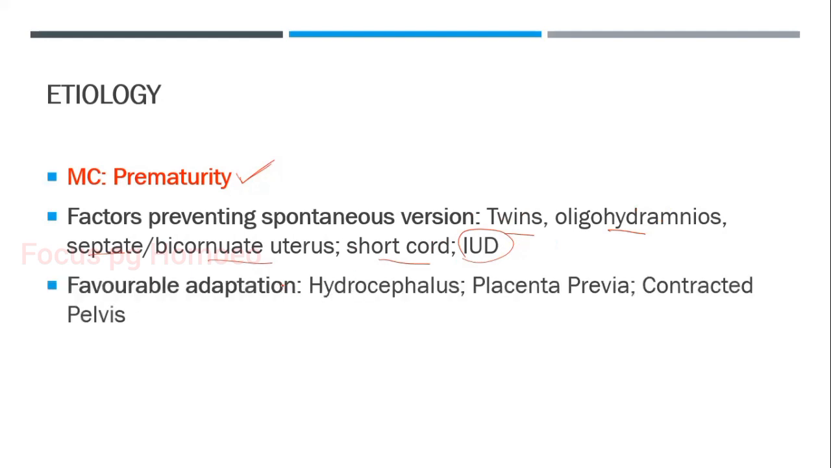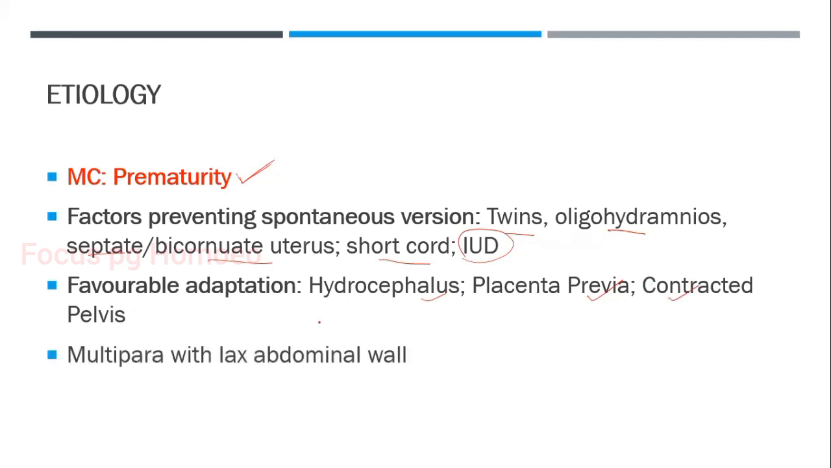Now, which is the favorable adaptation? One cause of breech presentation is prematurity. The factors which prevent spontaneous version are these, and then there are factors where breech presentation is a favorable adaptation, where the pathological condition makes the fetus go into that presentation. That is hydrocephalus. Placenta previa, as we discussed earlier: the placenta is low-lying, and the weight of the placenta pulls the fetus into the breech presentation. And contracted pelvis. So these are the etiological factors.